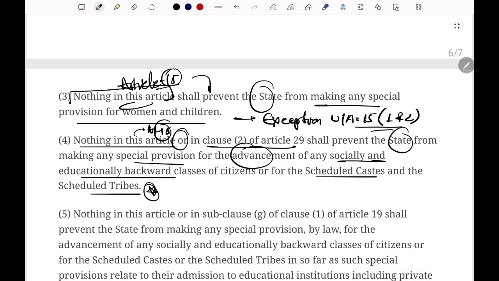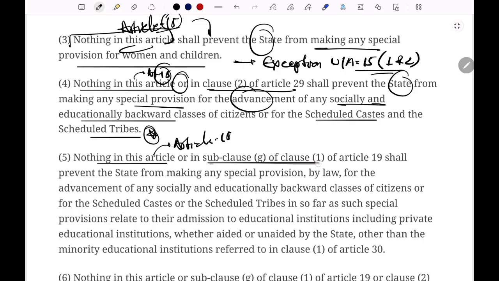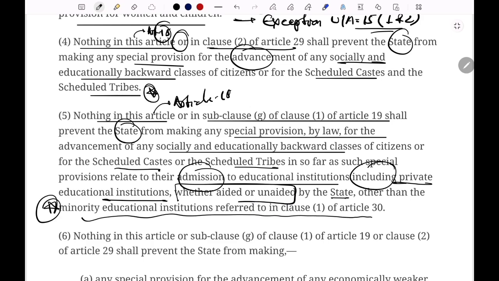Okay, now we will read about the article 15 clause 5 of the constitution. And it was also like nothing in this article, that is article 15, or in subclause G of clause 1 of article 19 shall prevent state from making any special provision by law for the advancement of any socially educationally backward class of citizens, scheduled caste, scheduled tribe, insofar as such special provision related to their admission in the education institution, including the private education institution, whether aided or unaided by the state, other than the minority education institution referred in the clause 1 of article 30.